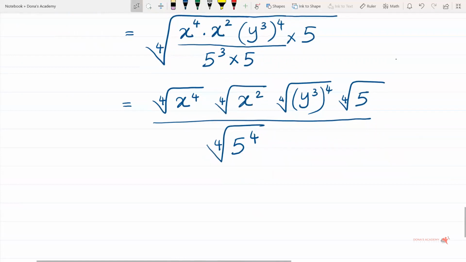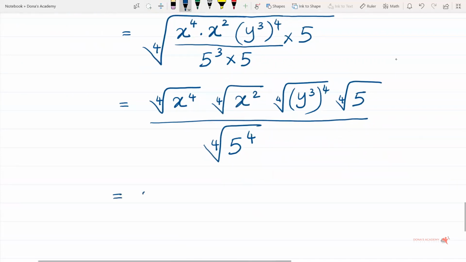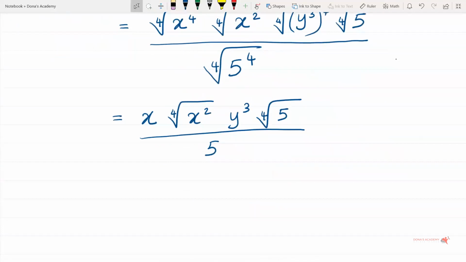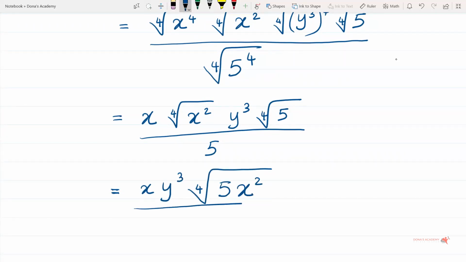All right, now let's simplify. First I have an x, fourth root of x square, fourth root of y cube to the power 4. That means just y cube, and fourth root of 5. And in the bottom I have 5, a pure number. That means now let's rewrite them nicely. I have xy cube and fourth root of 5x square divided by 5.